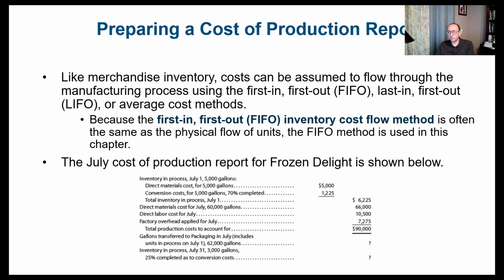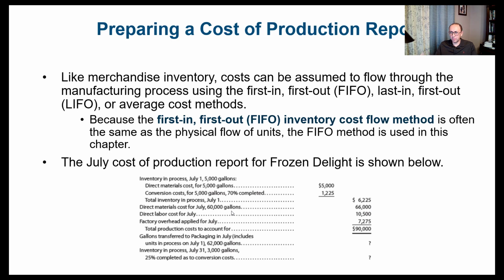So the July cost of production report for Frozen Delight would be as follows. We have the inventory at the beginning of the year. We have 5,000 gallons. So the direct material cost for the 5,000 gallons was $5,000, assuming we had the material already included. The conversion cost for the 5,000 gallons, it was only 70% completed, and this would include things like the labor and the overhead. So that was $1,225. So the total inventory in process, that's not completed yet, that's inventory that we started with, is $6,225. The direct material cost for July, 6,000 gallons.